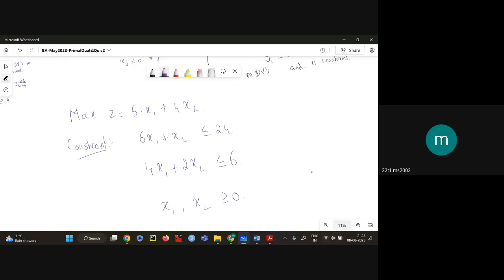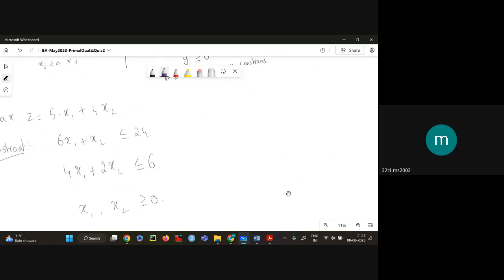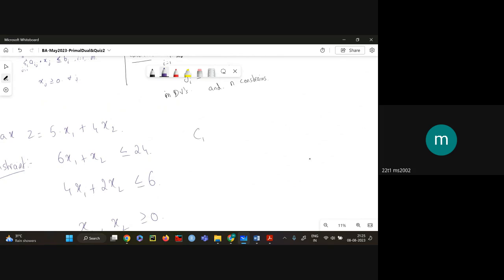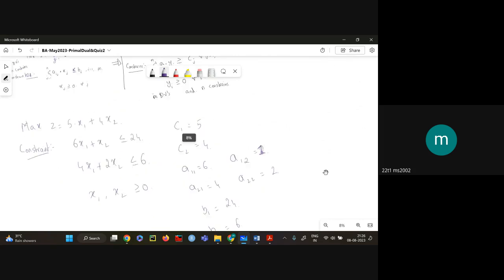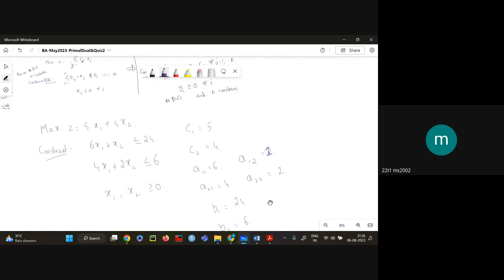If I have to write this in matrix form, what did I do? My C1 is equal to 5, C2 is equal to 4, A11 is equal to 6, A12 is equal to 1, A21 is equal to 4, A22 is equal to 2. B1 is equal to 24, B2 is equal to 6. Fine? Everyone got how I converted this to these numbers? Any questions?